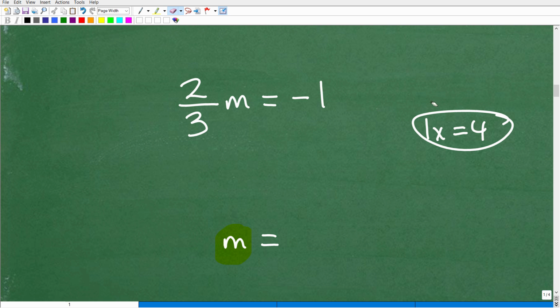Now, I'm really taking my time to explain this, and it may seem very obvious. You're like, okay, I understand. We're trying to get this 2/3 m and rewrite it such that it's just 1m. So how can I get a 2/3 m? What can I do to 2/3 over here to make this into a 1?